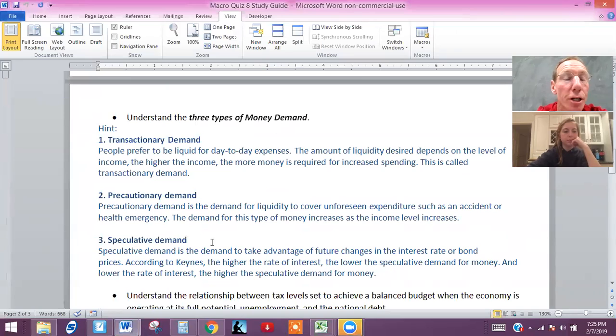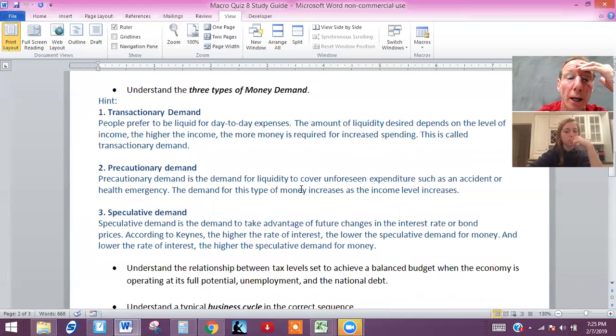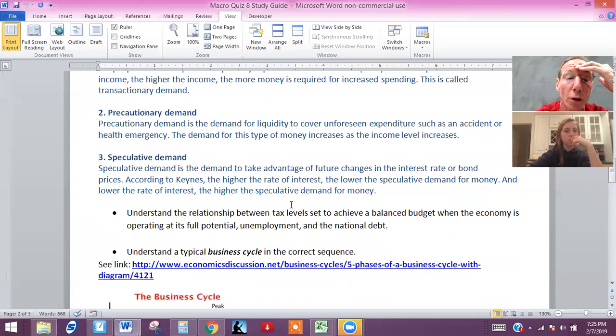This is just stuff that you should know. I'm pretty sure it's in the book. And if it's not, there it is. You need to know this is Keynesian. This is what Keynes came up with: three types of demand. So just make sure you're familiar with all three. I'll let you guys study that on your own.